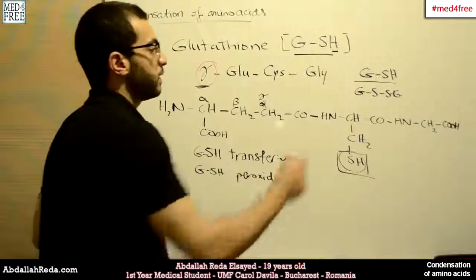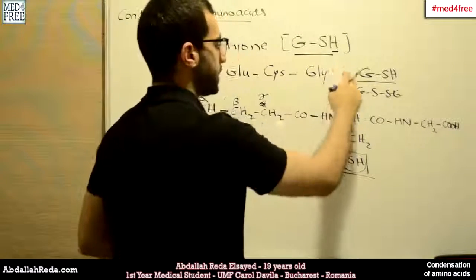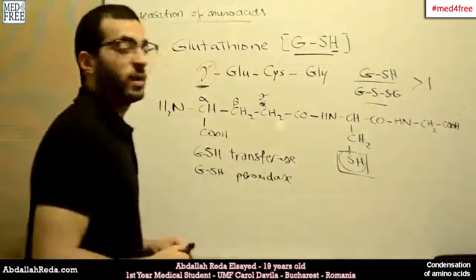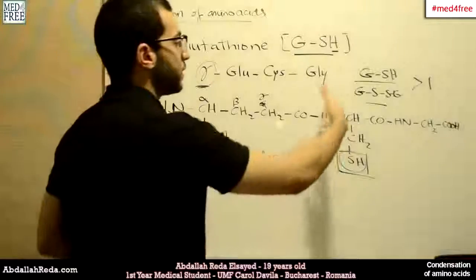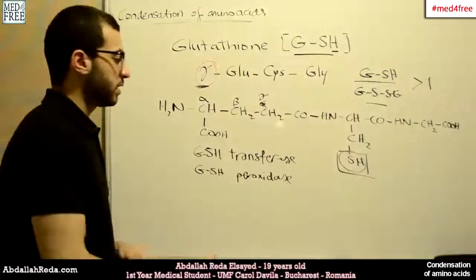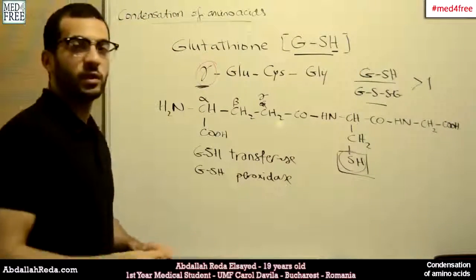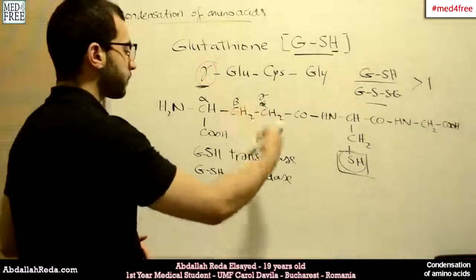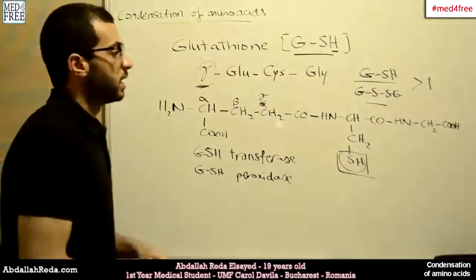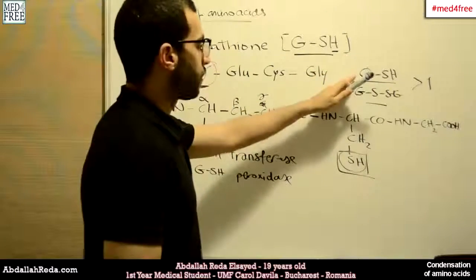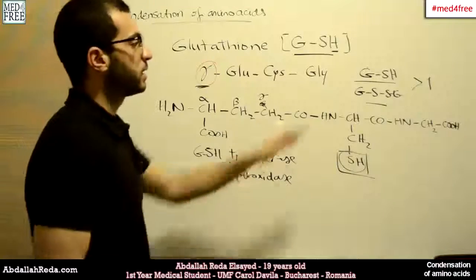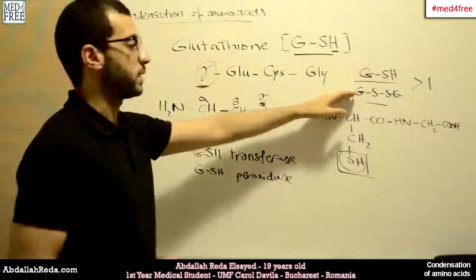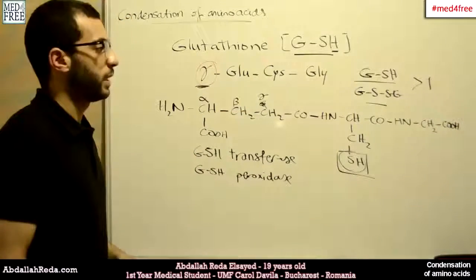And we gotta know that the reduced form of glutathione is higher than the oxidized form, because as long as there is a reduced form, it can be oxidized and it can function normally in order to help in the process of antioxidation. So to perform the role of being an antioxidant, there has to be a higher ratio of the reduced form than the oxidized form of glutathione in our bodies.